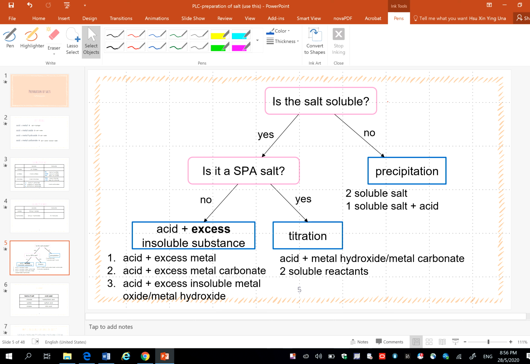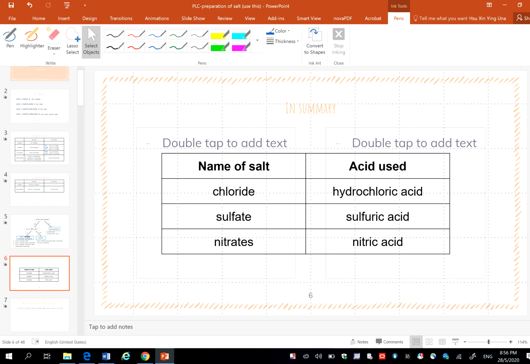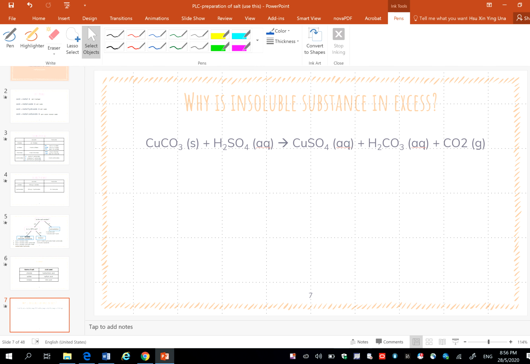Now we are going to look more in depth into the reactants and try to recall the various steps to prepare them. First of all, for the acid reaction, you need to pay attention to the anion. If it's chloride, you will need to use hydrochloric acid, for sulfate, sulfuric acid, and for nitrate, nitric acid. Now I'm going to show you one example of an acid reaction. I'm going to prepare copper(II) sulfate. You should be able to recall that I need to use the acid reaction because, number one, it is soluble, and number two, it is a non-SPA salt.